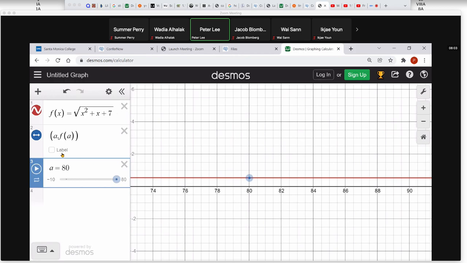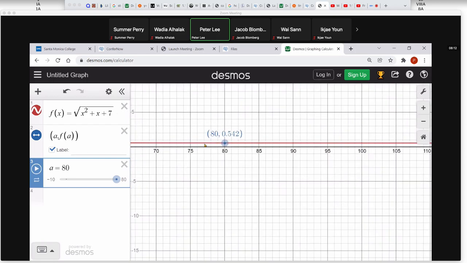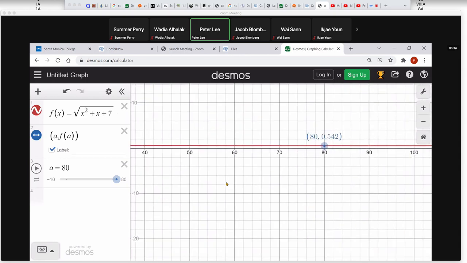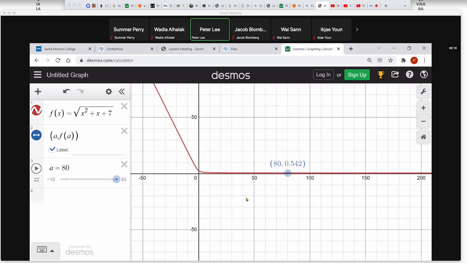Oh, there you go. Label. Now I mark the point there. This is the point. So this is a long graph here. Now you can see it's 80. So this is the graph here, same graph.